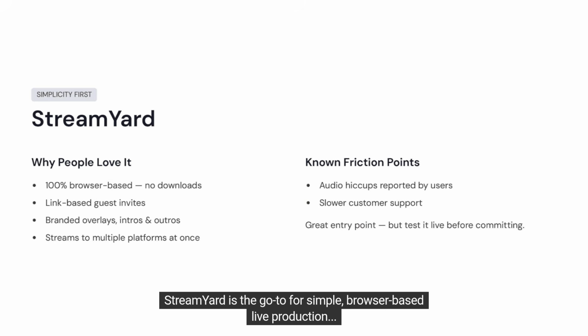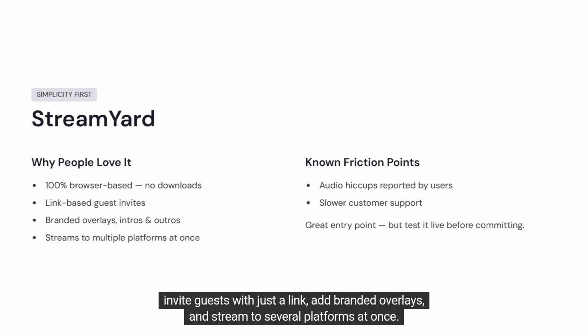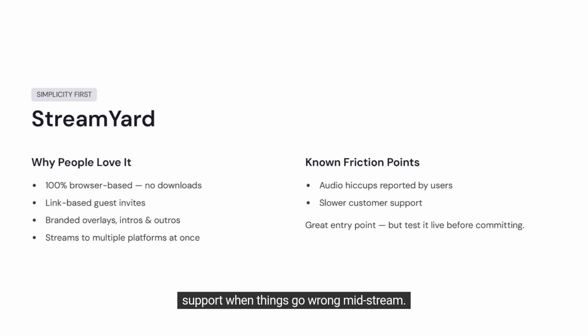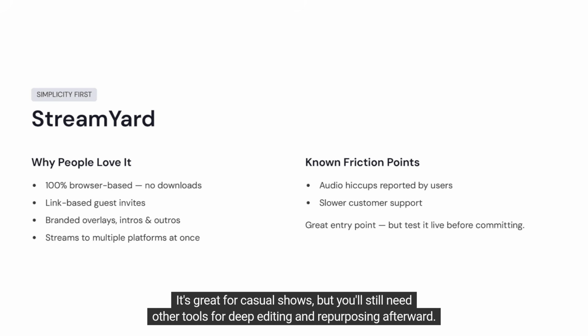StreamYard is the go-to for simple, browser-based live production. Invite guests with just a link, add branded overlays, and stream to several platforms at once. Users genuinely love how beginner-friendly it is, though recent reviews mention audio hiccups and slower support when things go wrong midstream. It's great for casual shows, but you'll still need other tools for deep editing and repurposing afterward.